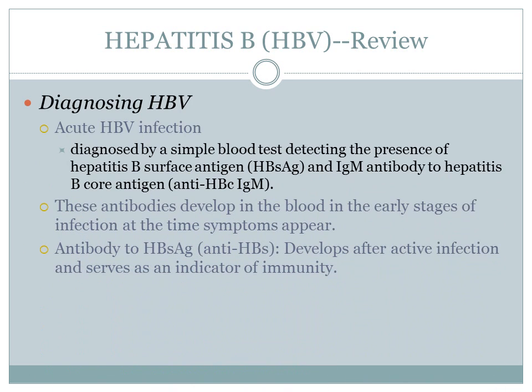So in review, acute hepatitis B infection is diagnosed by a simple blood test that detects the hepatitis B surface antigen and the IgM antibody for hepatitis B core antigen. These antibodies develop in the blood in the early stages of infection at the time when symptoms appear. The antibody to the hepatitis B surface antigen develops after active infection and serves as an indicator for long-term immunity.